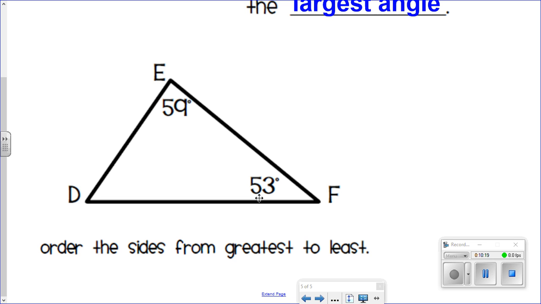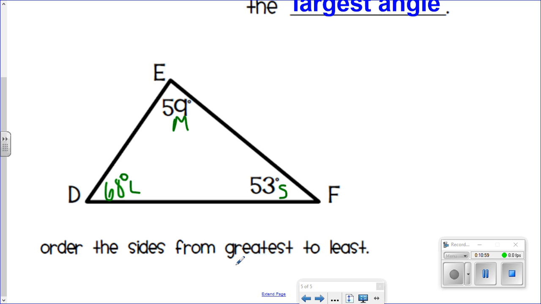So your first step, and the thing that I recommend, is if you have a triangle with two angles given, you need to always find the third. So remember, all the angles of a triangle add up to 180. So we can just subtract the 59 and 53 from 180 and get the measure of angle D. So when we do that, angle D is 68 degrees. So now we can identify the small, medium, large. So 53 is going to be the small. 59 is now the medium. And 68 is the large.